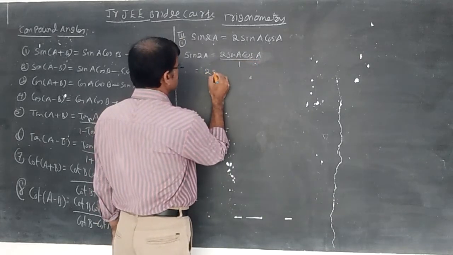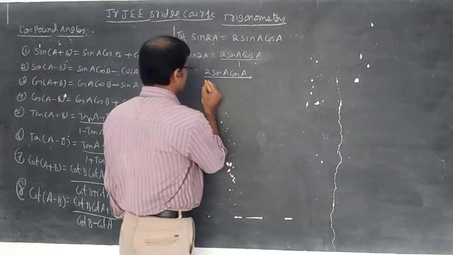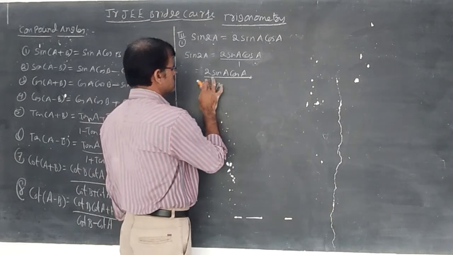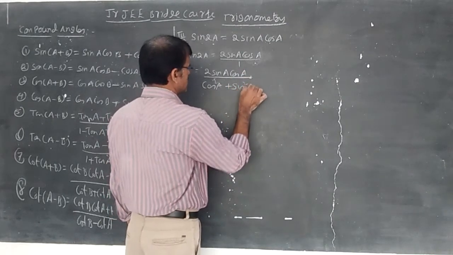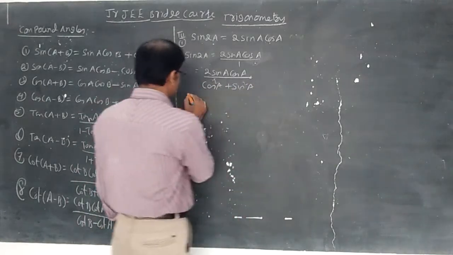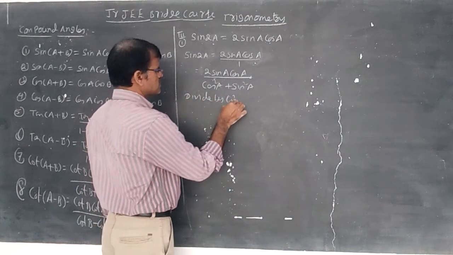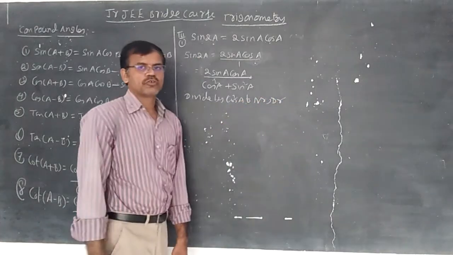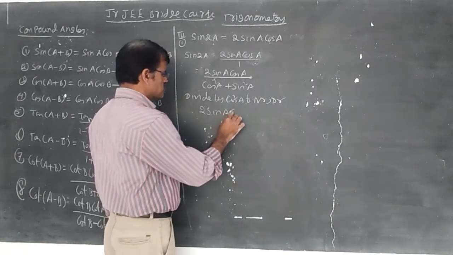That is equal to 2 sin A cos A whole by, for this one you can write cos square A plus sin square A. The identity in yesterday or day before yesterday's class we have learned: cos square A plus sin square A. Now divide by cos square A to numerator, comma, denominator. For numerator and denominator we are dividing with cos square A.